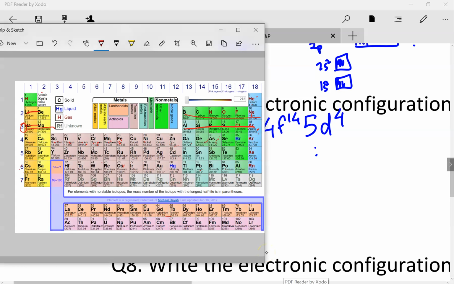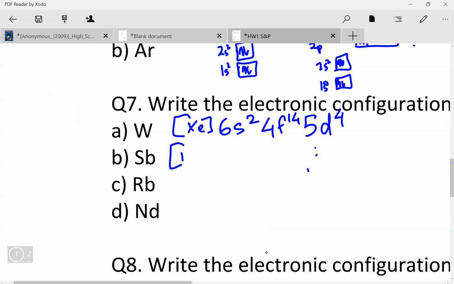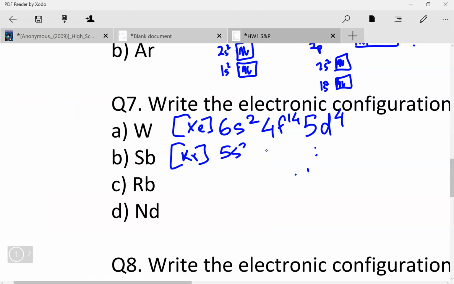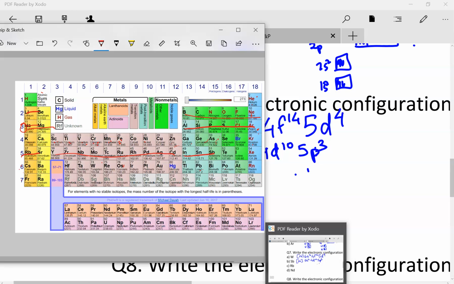Sb, antimony, this is 5p3, so krypton. Go back to the nearest noble gas, which is krypton, and we have 5s2, 4d10, 5p3. Rubidium, that's easy. That's just krypton, and after krypton, you just have a 5s1.